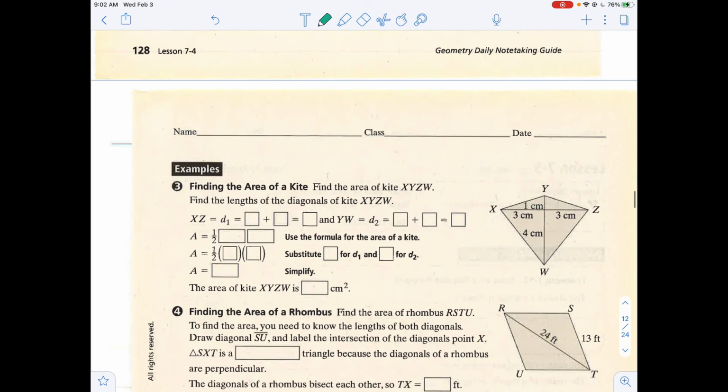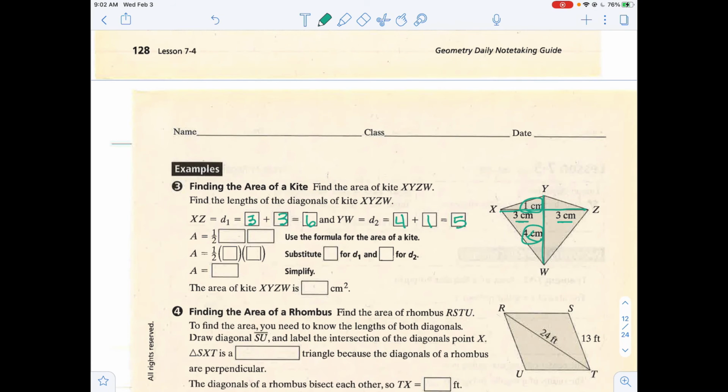Alright, so now we're looking at example 3, finding the area of a kite. Find the area of XYZW. Find the lengths of diagonals of the kite XYZW. So, XZ is diagonal 1, and that would be 3 plus 3, which is 6. YW is diagonal 2, and that would be 4 plus 1, which is 5.